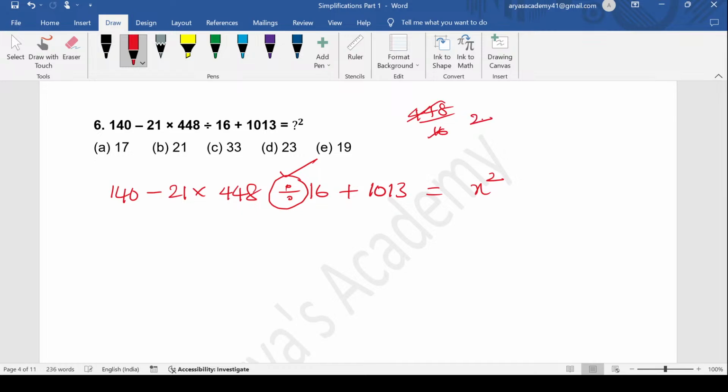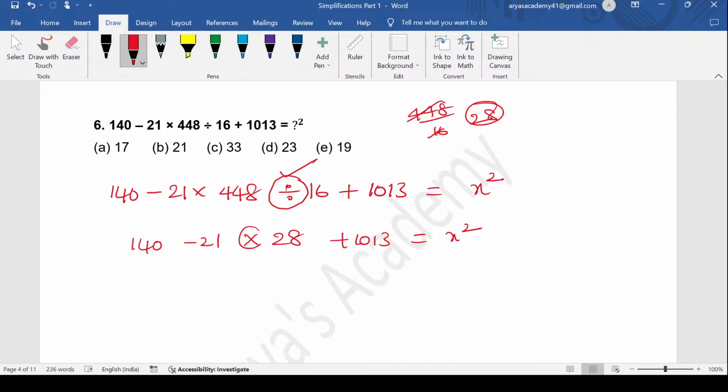16 2s are 32. So if you subtract 32 from 44, it becomes 12. 16 8s are 128. So it exactly goes 28 times. So I have solved this part, division, I got 28 as a result. Then if you rewrite the equation, 140 minus 21 into 28 plus 1013 is equal to x square.